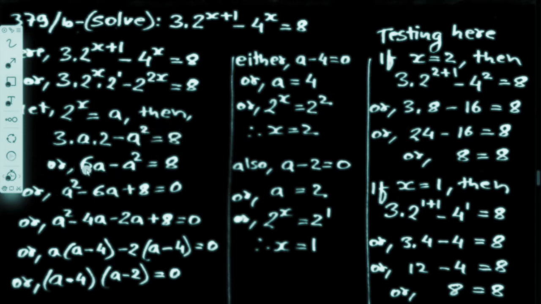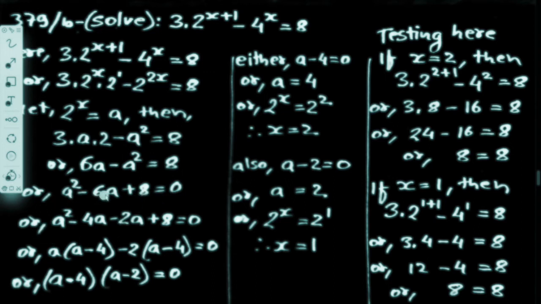Or 3 into 2, 6a minus a square equals 8. Now a side change: minus a square will come as plus a square, and plus 6a comes as minus 6a, so a square minus 6a plus 8 equals 0 as usual.